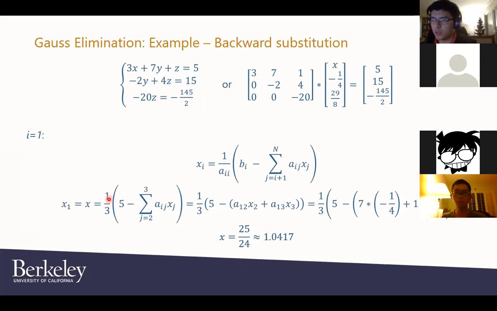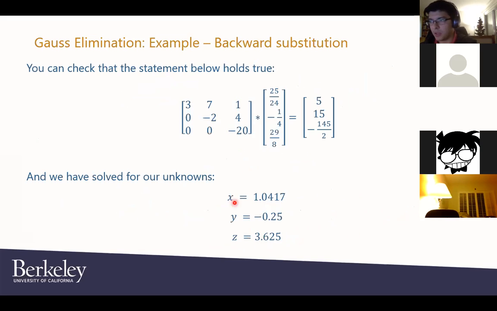x equals 1 over this coefficient, 1 over 3, times 5 minus the summation of 7 times the value of y we already know, plus 1 times the value of z that we already know. Okay, so we have the numbers down here. x equals this guy, and we have solved our system of equations. So all these coefficients times x equals this, y equals this, z equals this, equals all these coefficients. And we have solved our equations.